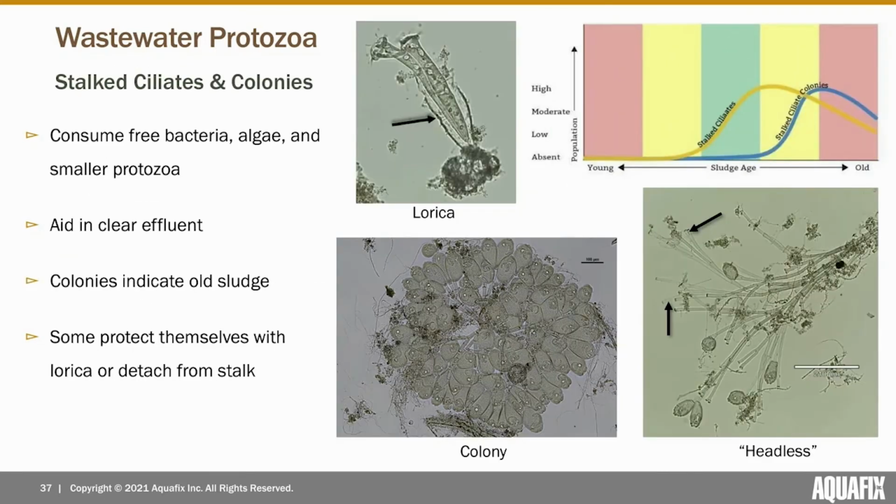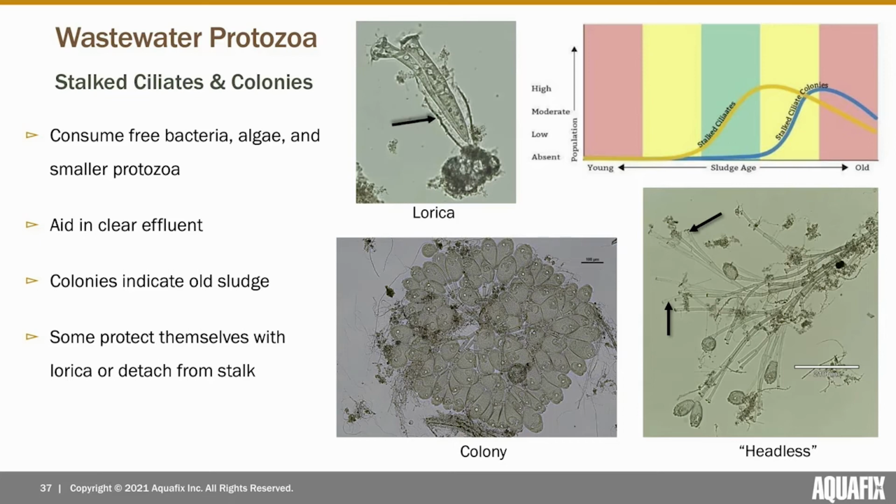Next, we have stalk ciliates. Stalk ciliates are one of the most important protozoa in wastewater treatment. They use their cilia to create a water current in order to filter food particles, such as free bacteria, algae, or smaller protozoa into their mouth. This type of feeding aids in creating a clear effluent. But if stalk ciliates are observed in large colonies, like in the bottom left, it's going to be an indication of an older sludge age.